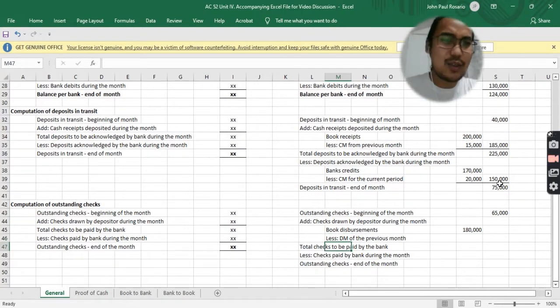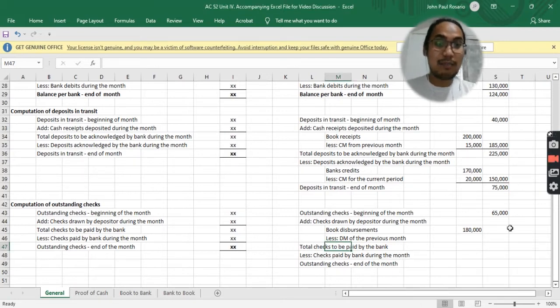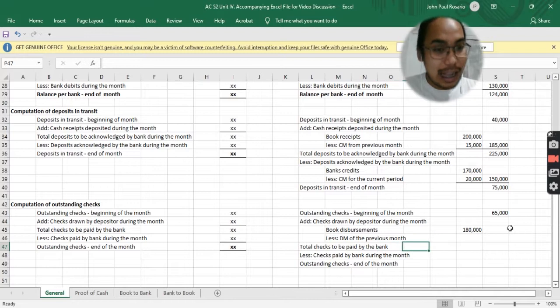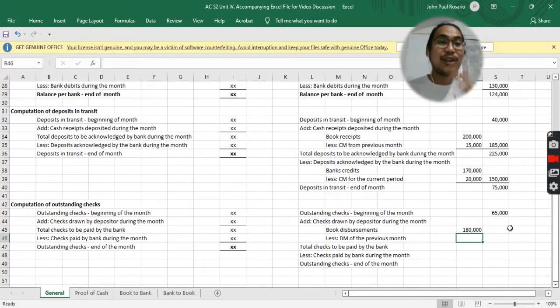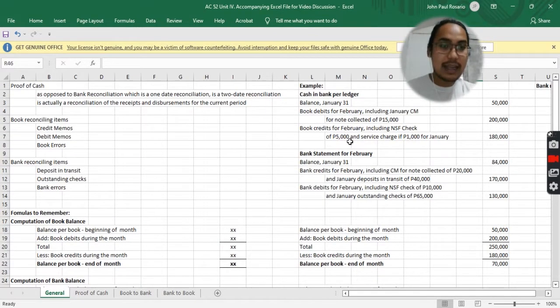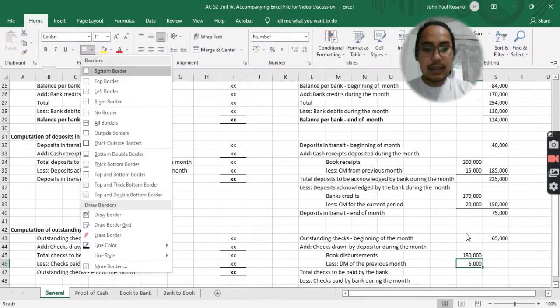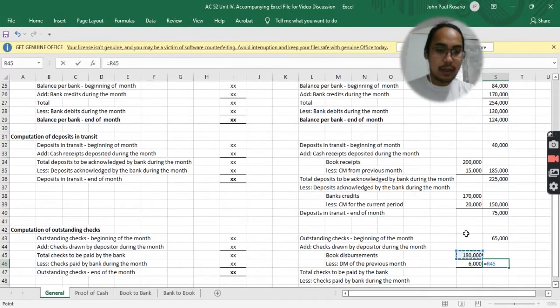So, the logic here, why we deduct it: again, this does not involve you writing checks. It was simply debited by the bank on your account. So there was no intervention from you. The total of the debit memos is 5,000 NSF plus service charge of 1,000 for a total of 6,000. So, 6,000. So, our total checks drawn for the month of February is 174,000.